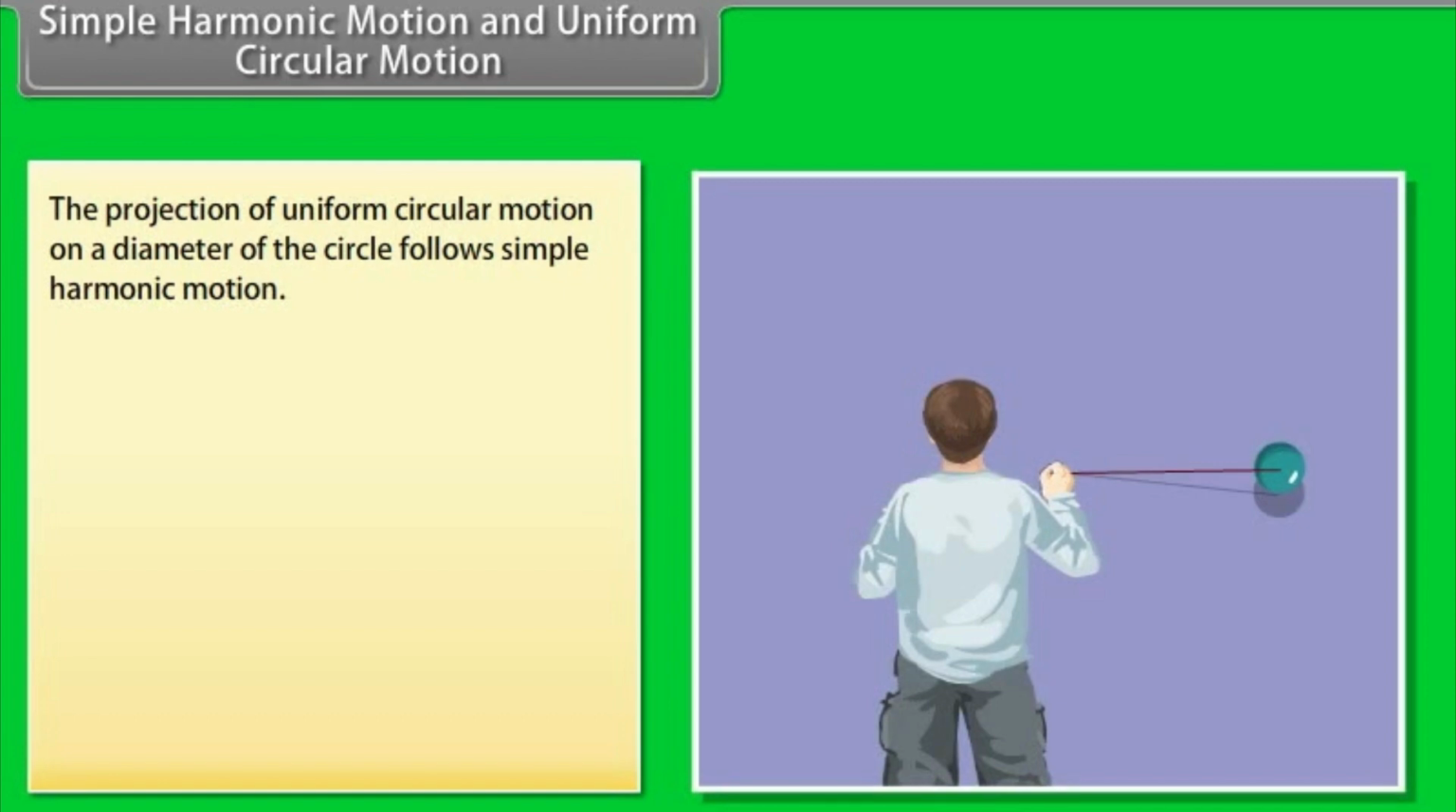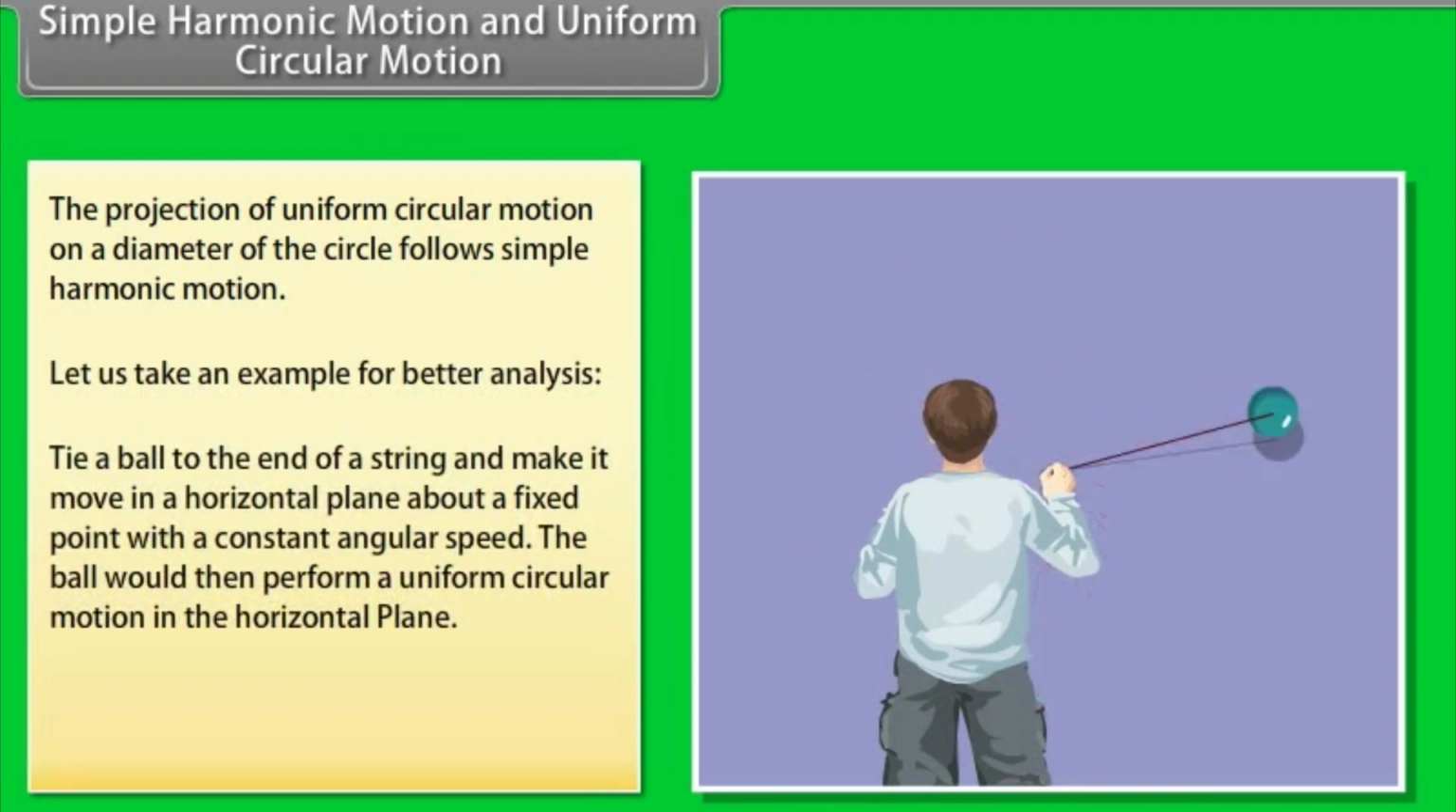Simple harmonic motion and uniform circular motion. The projection of uniform circular motion on a diameter of the circle follows simple harmonic motion. Let us take an example for better analysis.